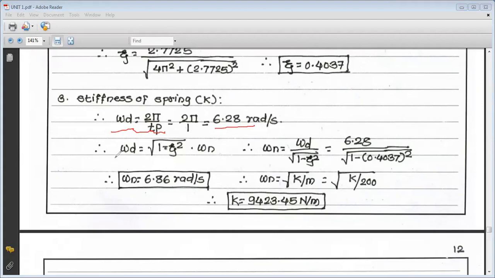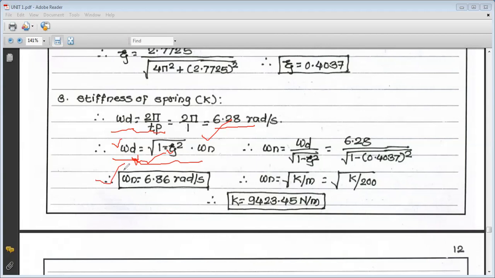Now we know that there is a relation between omega d and omega n. What is that relation? Omega d is equal to square root of 1 minus zeta square into omega n. Now we know the value of omega d, and also we know the value of zeta. So from that we can find the value of omega n. This term goes to the other side, so division: omega d upon square root of 1 minus zeta square. So 6.28 divided by square root of 1 minus 0.4037 square. From that, your natural frequency becomes 6.86 radian per second.